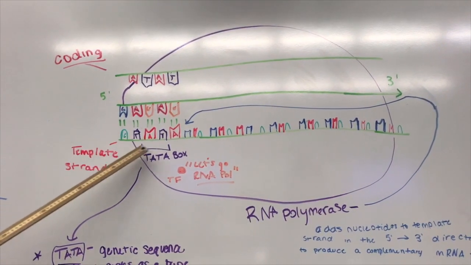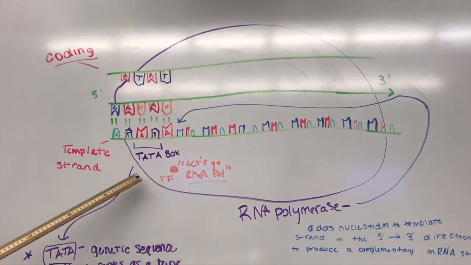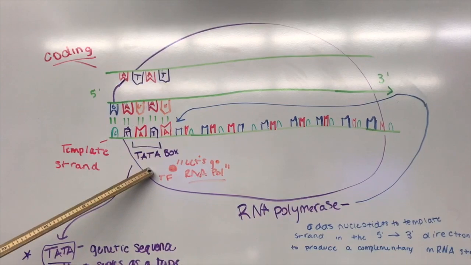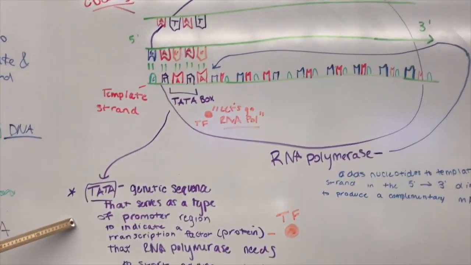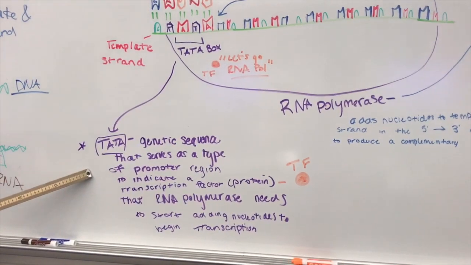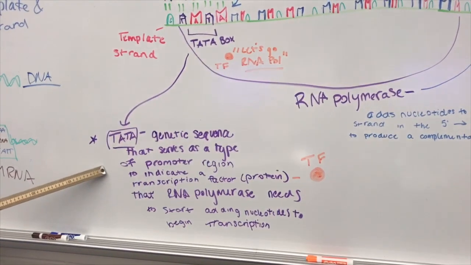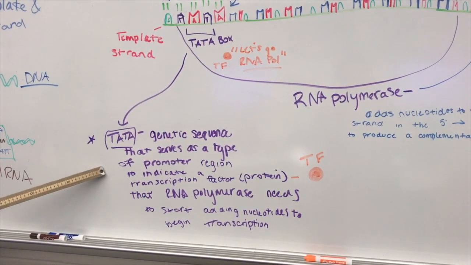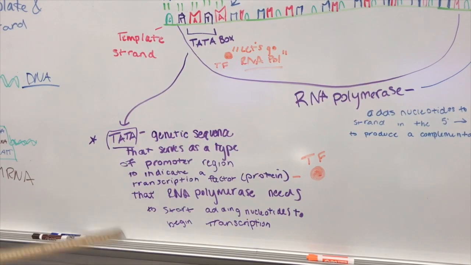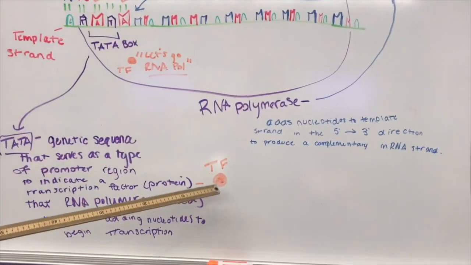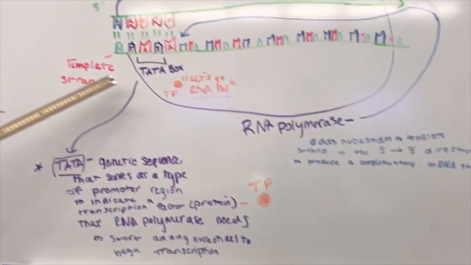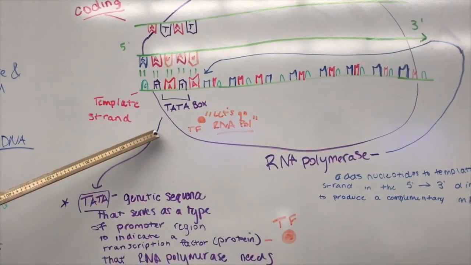Located on that strand are promoter regions that indicate where the transcription sequence needs to begin. A type of promoter region is the TATA box, which is a genetic sequence located on the DNA template and is a recognition spot that the transcription factor proteins can bind to. Once transcription factors bind to the promoter region, it indicates to the RNA polymerase that transcription needs to begin.